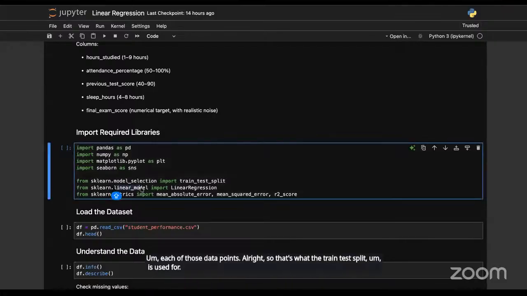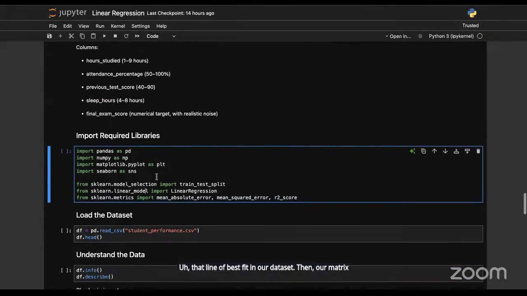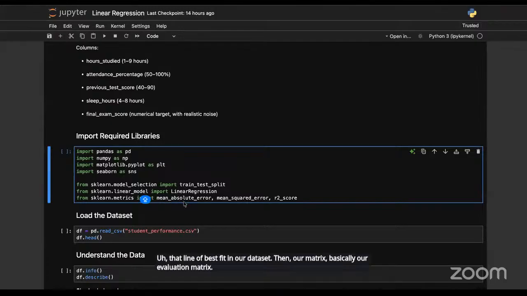We then call that linear model, which is your linear regression, to fit the line of best fit to our data set. Then our evaluation matrix to see our mean absolute error, mean squared error, root mean squared error, and R squared score.